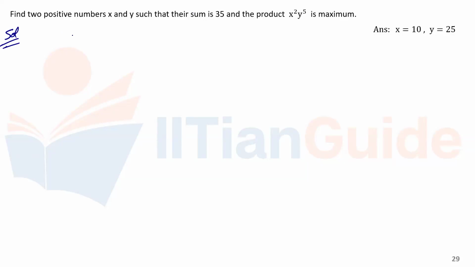I am writing x plus y is equal to 35. This is my first equation, it is given to us. We need the maxima or minima of x square y power 5, maximum. Just write it as equation 2. All of you do it on your own, I will not tell you. I am going to write P to be x square y power 5.